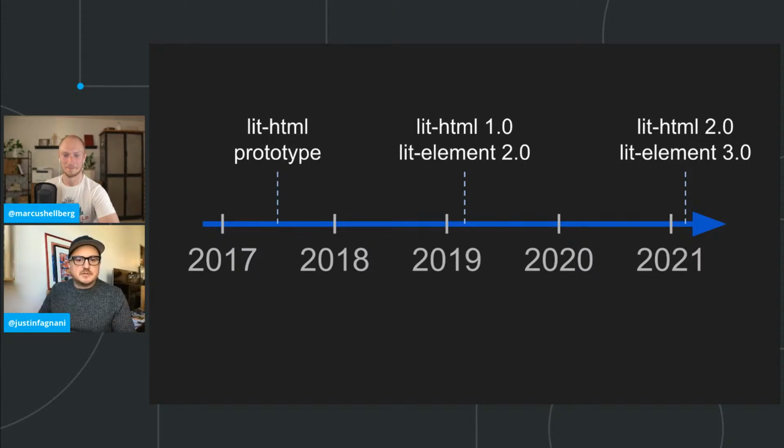So that was in early 2019. And things have been pretty stable and good since then. We've had some minor additions, tweaking perf, continually improving that, working around some browser issues, but basically things have been pretty stable. And now we're coming up on a new set of releases about 2 years later, lit-html 2.0 and LitElement 3.0.